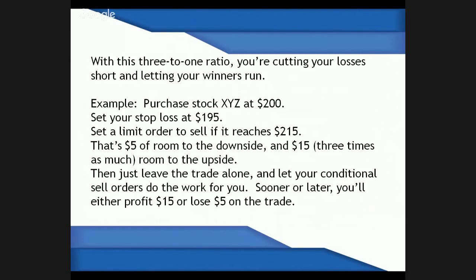So let's go over an example. Let's say you purchase a stock and the stock ticker is XYZ. So you buy it at $200. So you set your stop loss, let's say at 195. All right, so you decide beforehand that you're willing to lose $5 on the trade, because that's a small percentage of your account, 5% or less. Now you'll set a limit order to sell if it reaches 215. That's $5 of room to the downside and 3 times as much, yes, that's $15 of room to run to the upside.